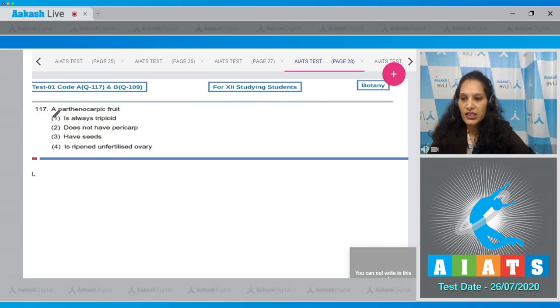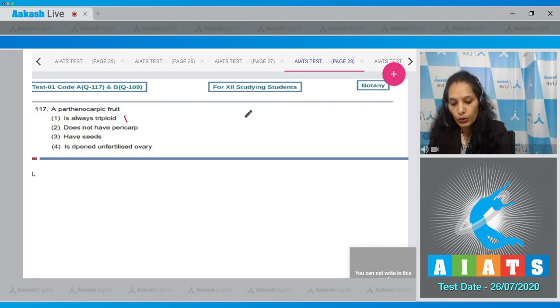Question number 117. A parthenocarpic fruit is always triploid. No. What is a parthenocarpic fruit? The fruit which is seedless because it has developed without fertilization. It does not have pericarp. No, it has pericarp.